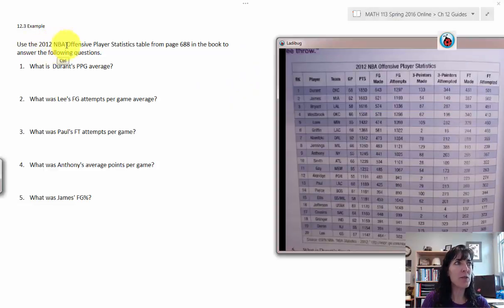Use the 2012 NBA offensive player statistics to answer the following questions. So this is the 2012 NBA offensive player statistics. So those match up. Let's talk about this.